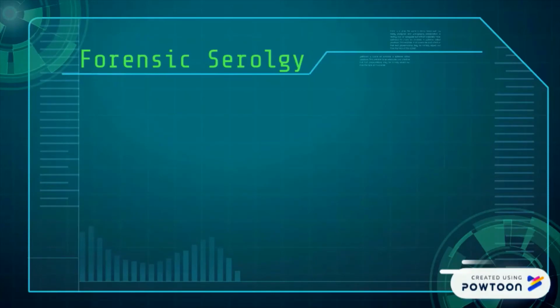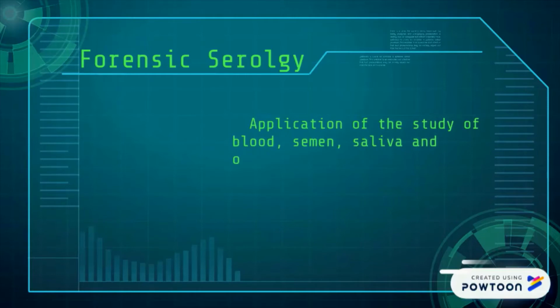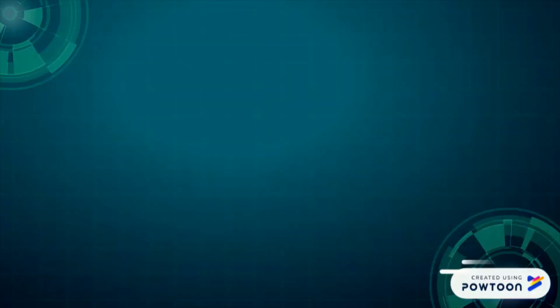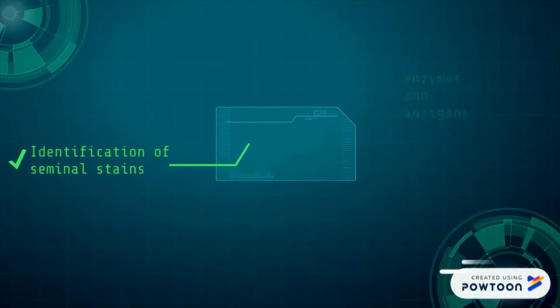Forensic serology is the application of the study of blood, semen, saliva and other body fluids to legal matters. It is comprised of the detection of enzymes and antigens, as in the identification of seminal stains or blood and DNA typing. It is the application of immunological and biochemical methods to identify the presence of a body fluid or tissue sample encountered in connection with the investigation of a crime.